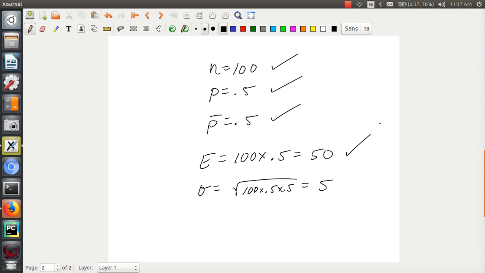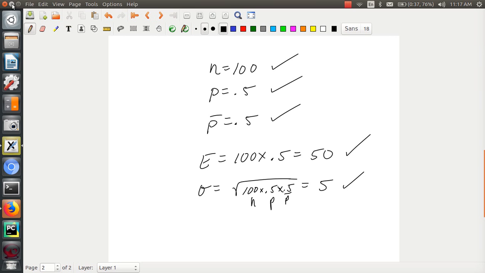Expected value is 50 heads. Standard deviation, so you have the n, the p, and the 1 minus p, multiply them all together, take the square root, because 0.5 times 0.5 is 0.25, so we got off really easy this time. A perfect square inside the square root gives us a 5.